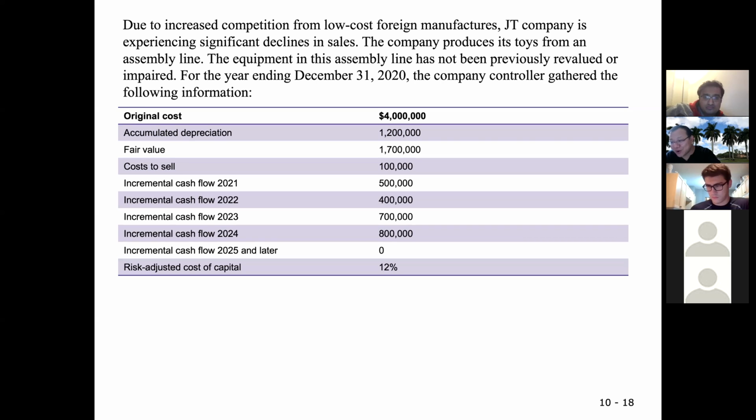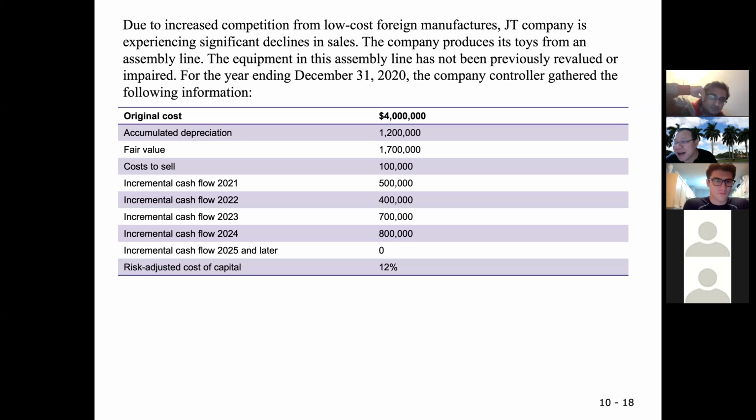If you take finance courses, you should know what this means, right? Okay. Can anyone tell me, okay, what is the net book value? What is the carrying amount? Is it 2.8 million? Very good. 4 million minus 1.2, right? So original cost minus cumulative depreciation, right? That's your net book value carrying amount.